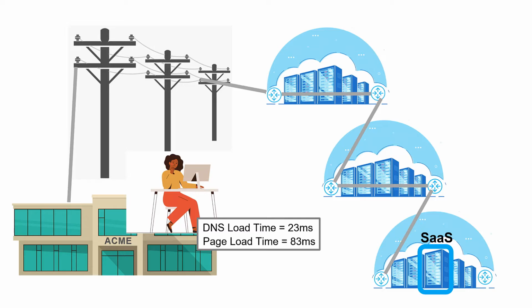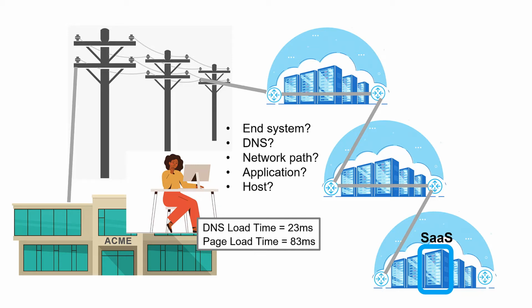Now, let's summarize all of this. Was the slowness caused by the end system, the DNS, something in the path, the application, or the host the application resides on? These metrics, when collected from distributed locations, provide insight into how an application is performing for the entire company. So how do we get this data?